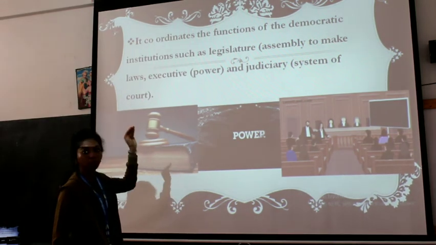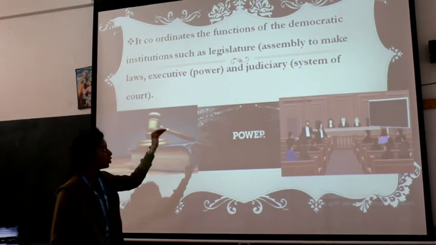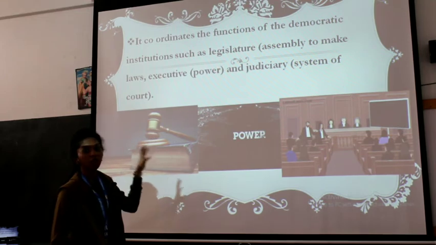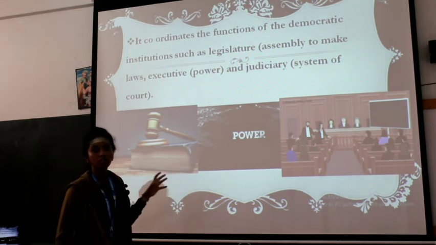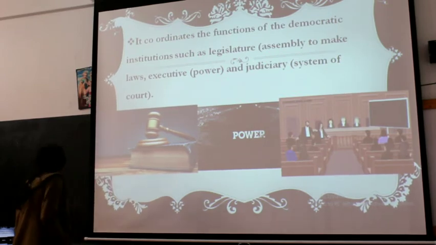These are three different bodies. Legislature is a different body, executive is a different body and judiciary is a different body. So it helps these three different bodies to function as one body. Constitution helps to do this in a systematic way.